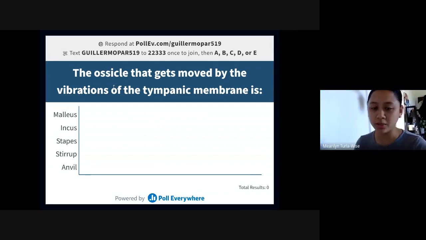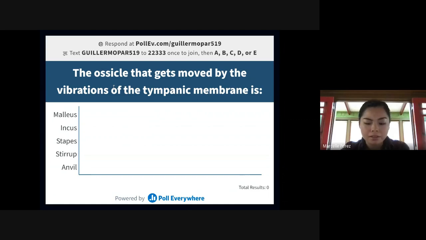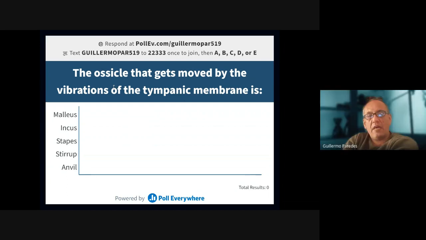Dr. G, is it just a text message? Text message, yeah. Oh, no, wait, just a moment. No. I think you need to mark polab.com in your browser. I texted Dr. G. Do you see it? If someone texted, I think you need to go to polab.com first, slash Guillermo Parr 519.